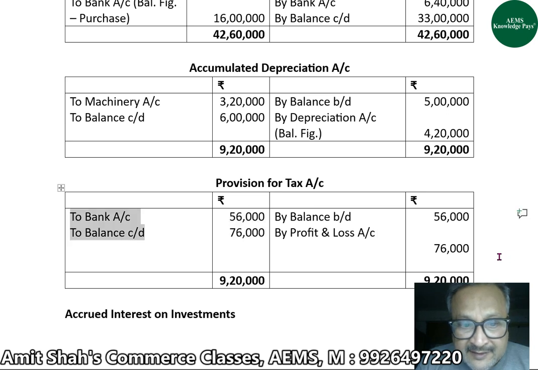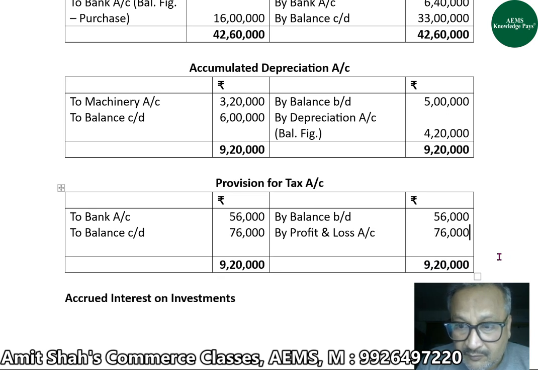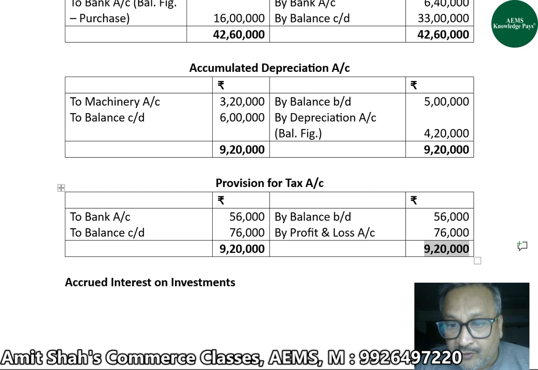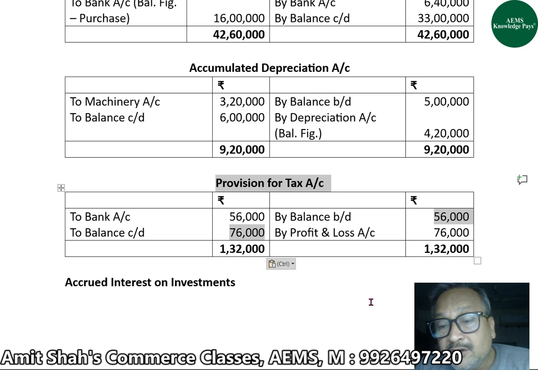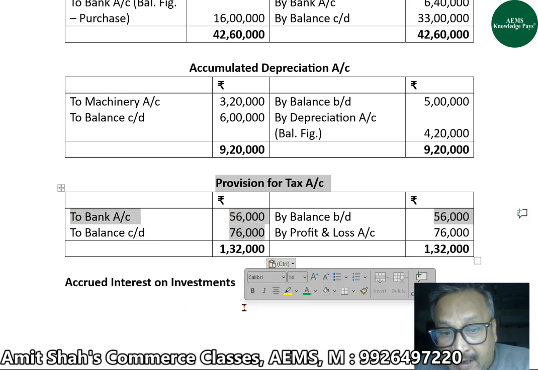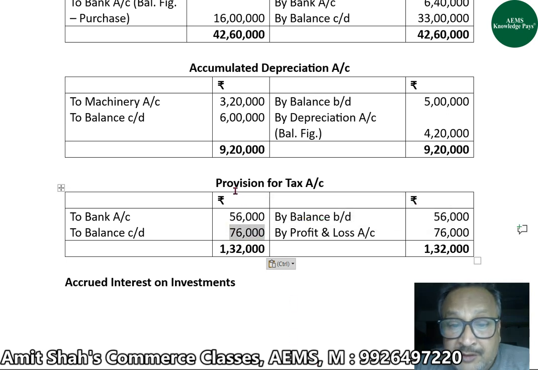So here you do not need to write a balancing figure anywhere. The total here would be 76 plus 56, means 1,32,000. And the same here also. So whenever, guys, you are given only opening and closing balances of provision for tax account and no other information about tax at all, then you have to assume that the previous year's tax was paid during the year and the closing balance of provision for tax is actually the tax that has been charged on the current year's profit.